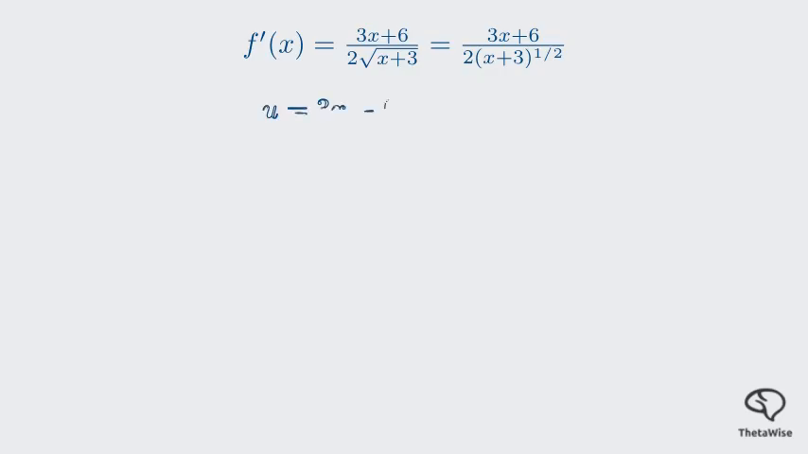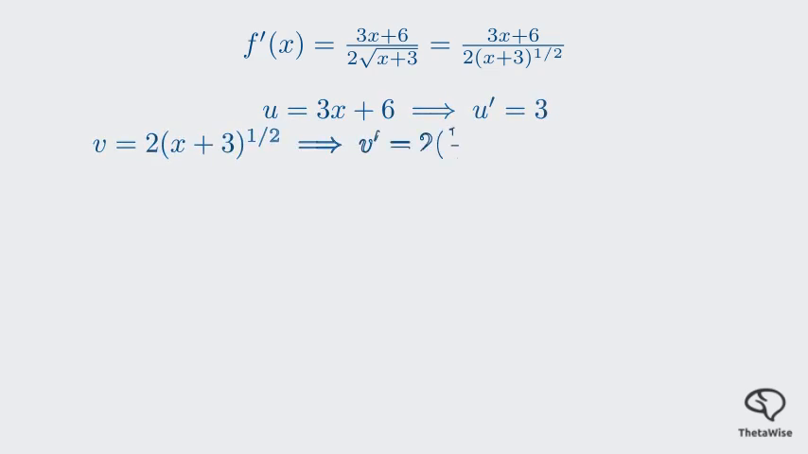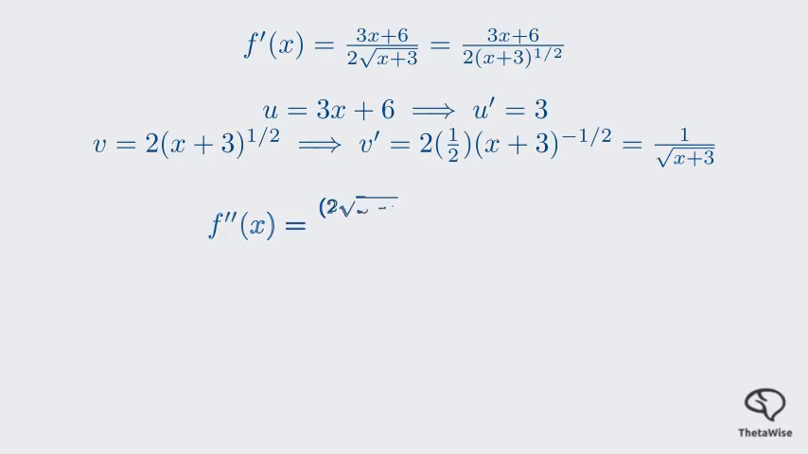Here u is 3x plus 6, so u prime is 3, and v is 2 times x plus 3 to the 1/2 power. Using the chain rule, v prime is 2 times 1/2 times x plus 3 to the negative 1/2 power, which simplifies to 1 over the square root of x plus 3. Plugging these into the quotient rule, we get 2 times the square root of x plus 3 times 3 minus 3x plus 6 times 1 over the square root of x plus 3, all over 4 times x plus 3.